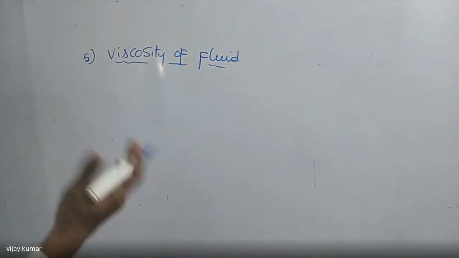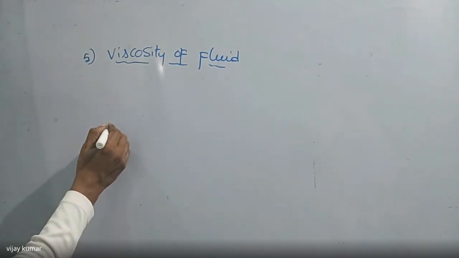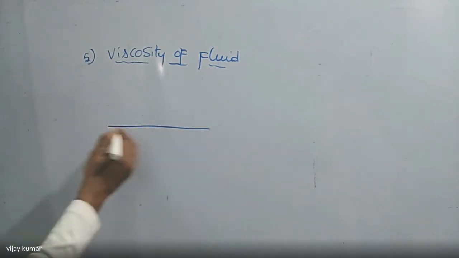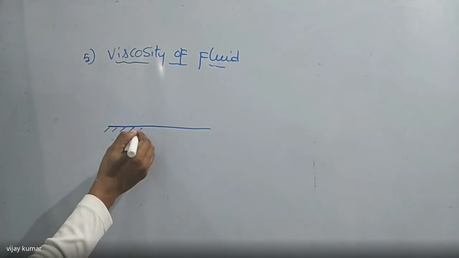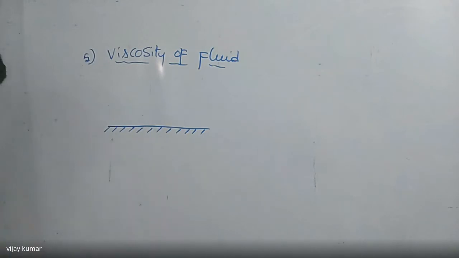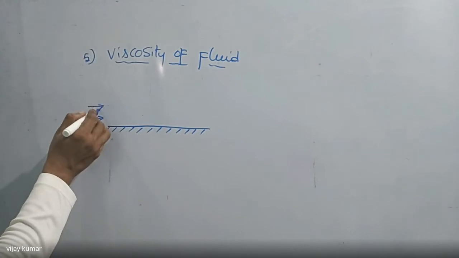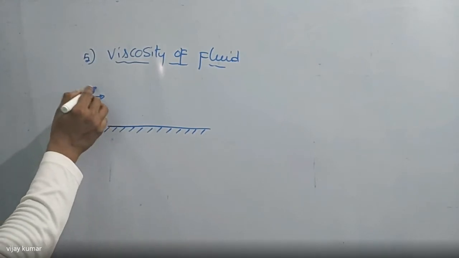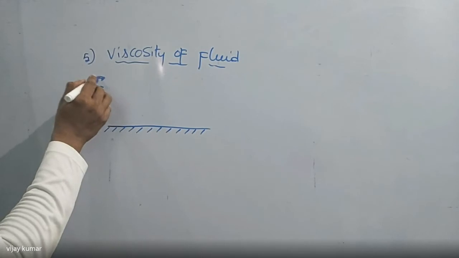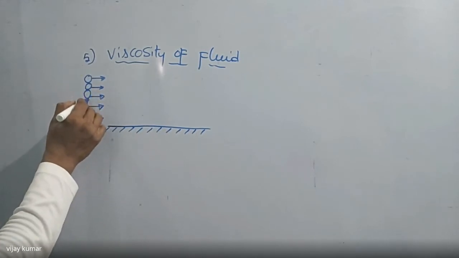What is the meaning of viscosity? How can we define it? So I am taking a boundary. Boundary is nothing but a fixed surface. This is the fluid which is passing over the boundary in this direction. These are the fluid particles.